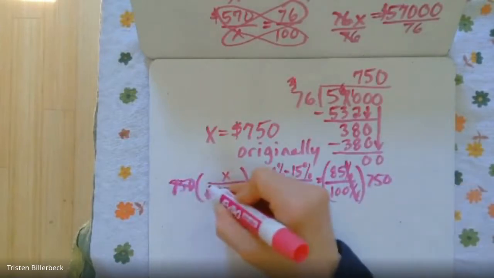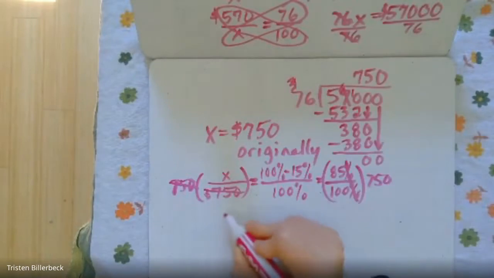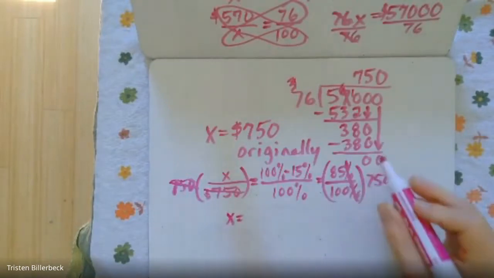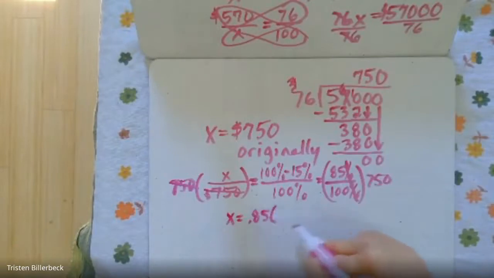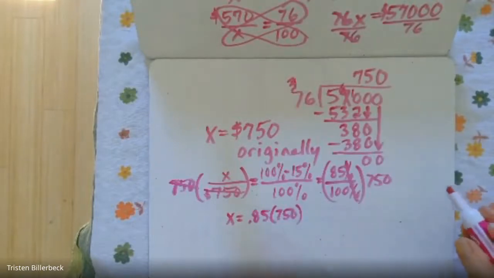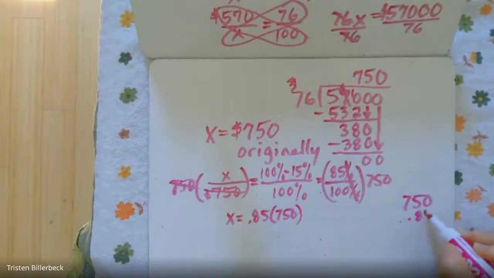And that cancels that out. And this is dollars, so we have x equals 0.85 times 750. Okay, so let's do the dry erase calculator, 0.85.